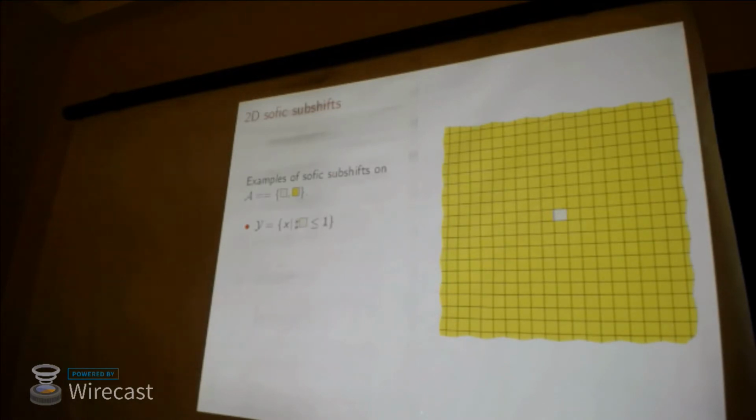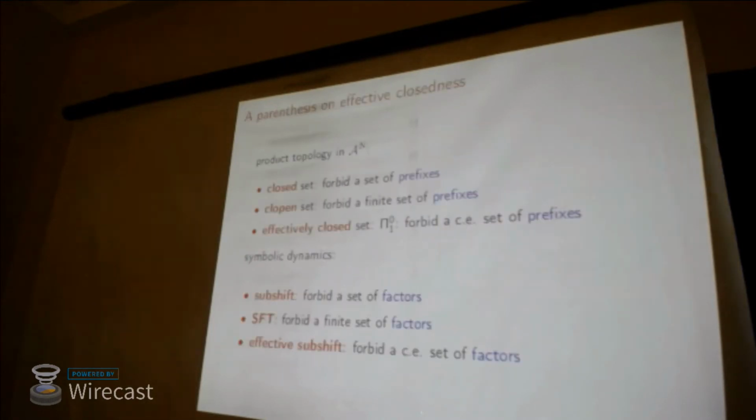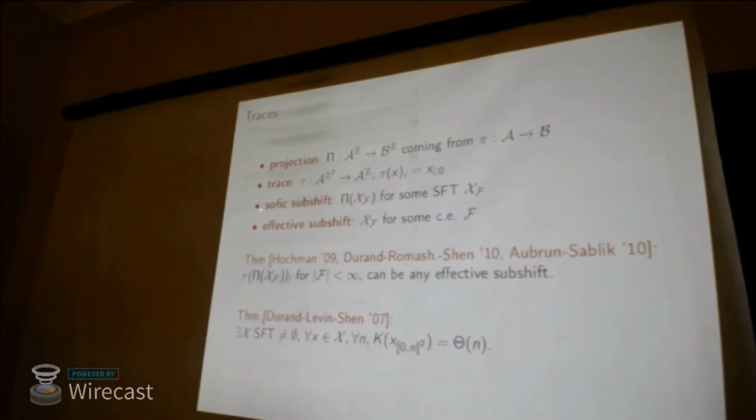You were asking about the projections of alphabets. So here I'm talking about sofic subshifts, and maybe your question before can be related to the question, is there a sofic subshift which is not an SFT? So in general, what are sofic subshifts like? So here we saw that if we take a trace of a sofic subshift, it can be any effective subshift, and this is a necessary and sufficient condition.